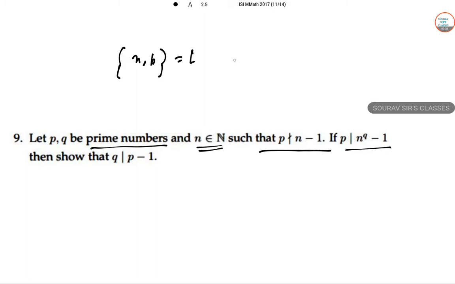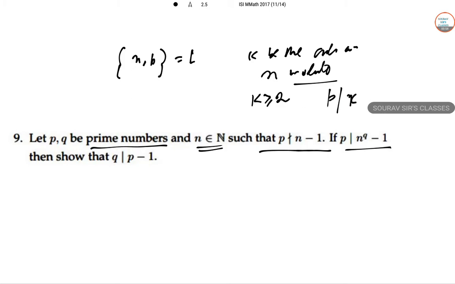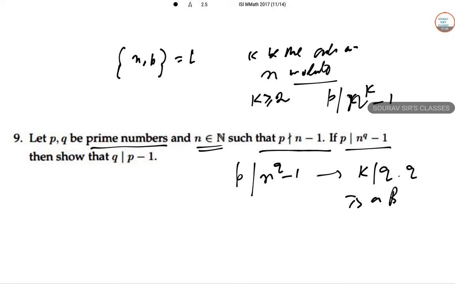So this is a modulo pattern. Let k be the order of n modulo p, that is, k greater than or equal to 2 is the smallest positive integer for which p divides n^k minus 1. Now p divides n^q minus 1. So we deduce that k divides q, and q is a prime, so k equals q.